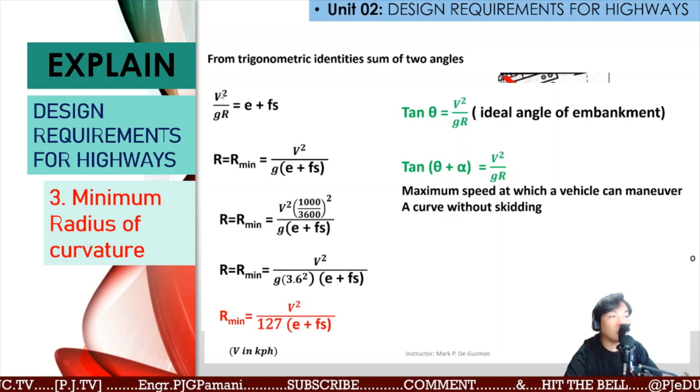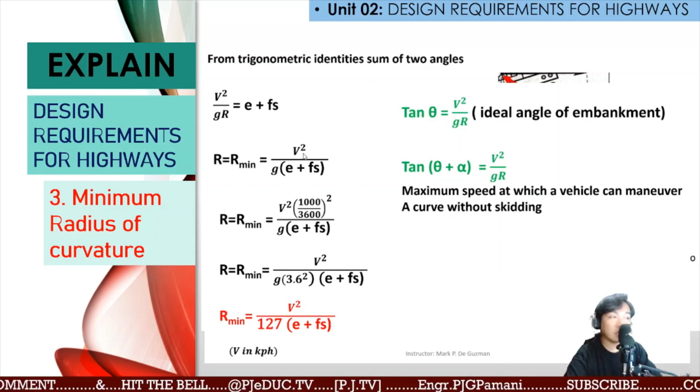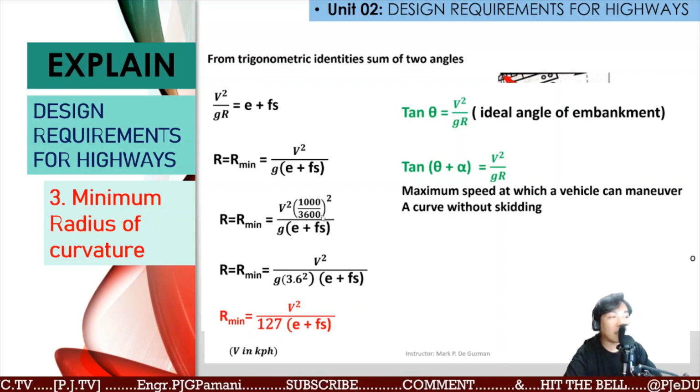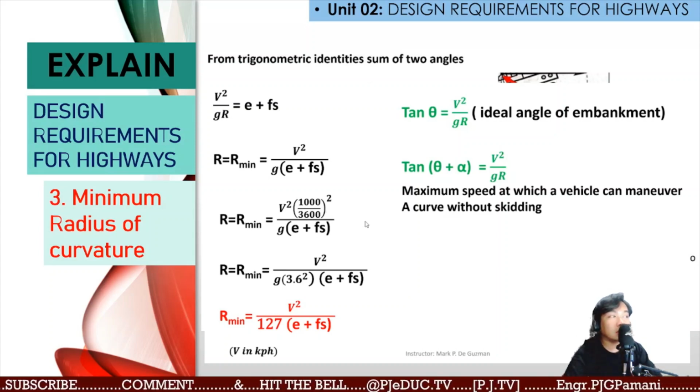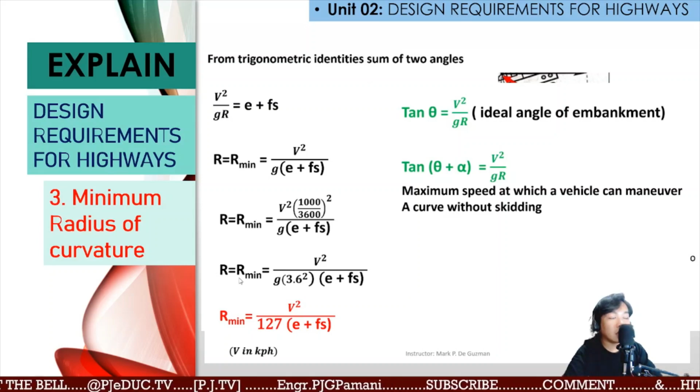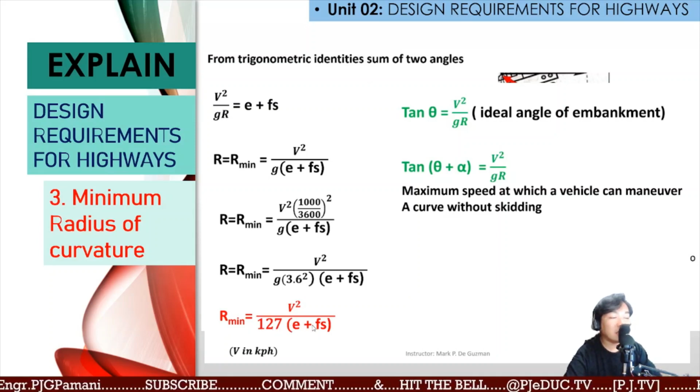In continuation, here we have R. R now is basically your minimum radius of curvature. And R minimum is equal to design speed V squared over g times E plus Fs. Or R minimum, converting that, kasi English unit yan, convert lang natin siya sa metric. So, V squared times 1,000 over 3,600 squared. That is now our minimum V squared over 3.6 squared, or basically 127 times E plus Fs, which in return gives us our minimum in meters. Then lahat yan naka-kilometers per hour na for conversion.